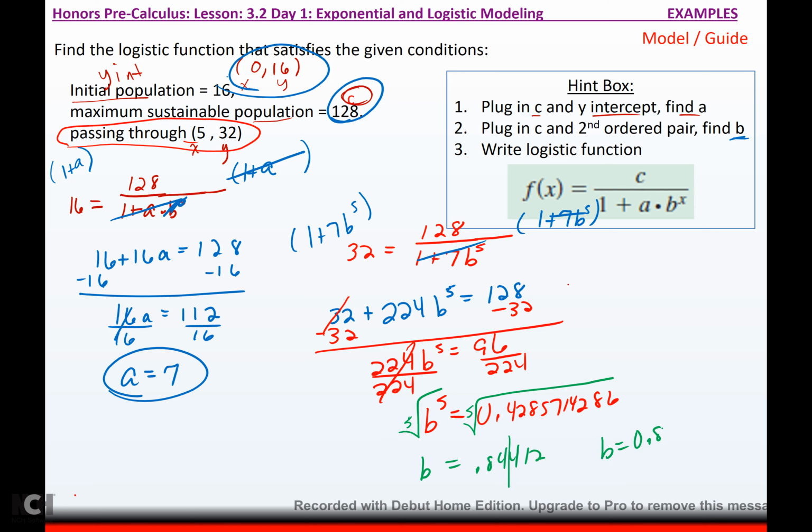So now that I have A, B, and C, I can plug them in, and my function is going to be f of x equals 128 over 3 times 0.84 to the x. Okay, and there's my function.